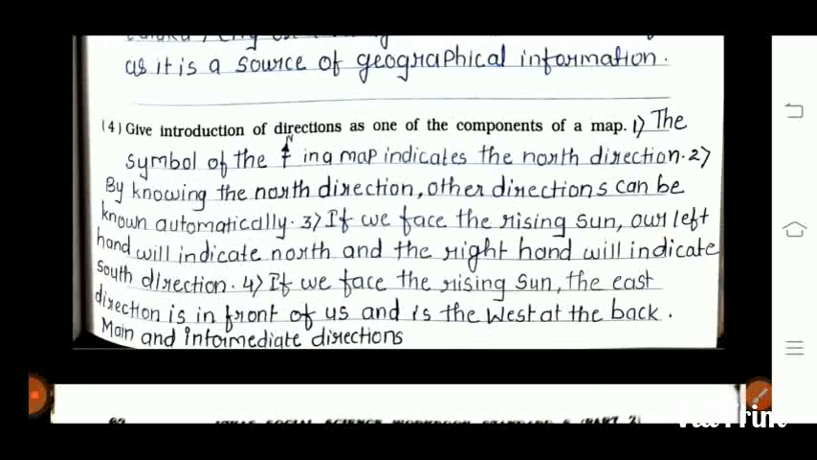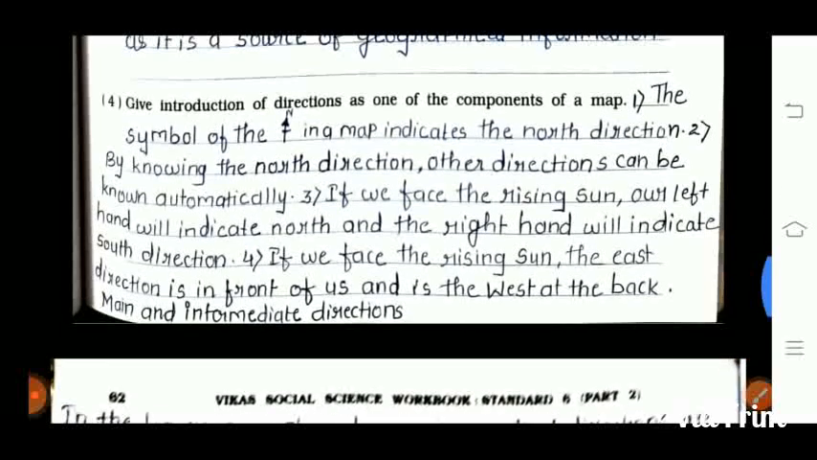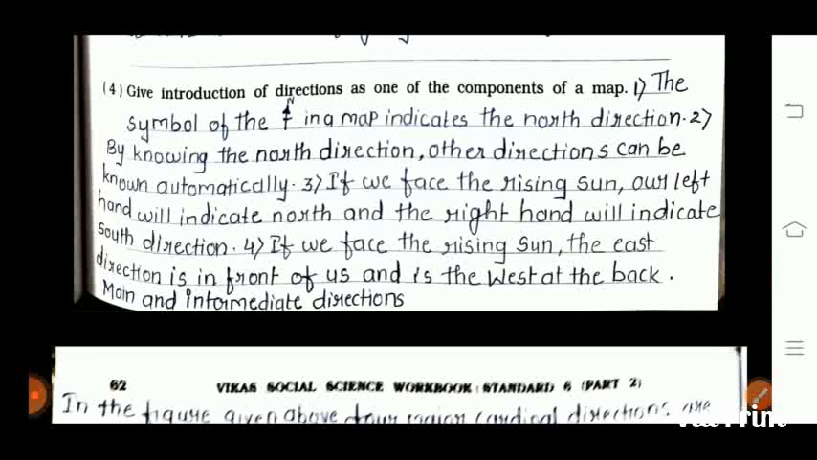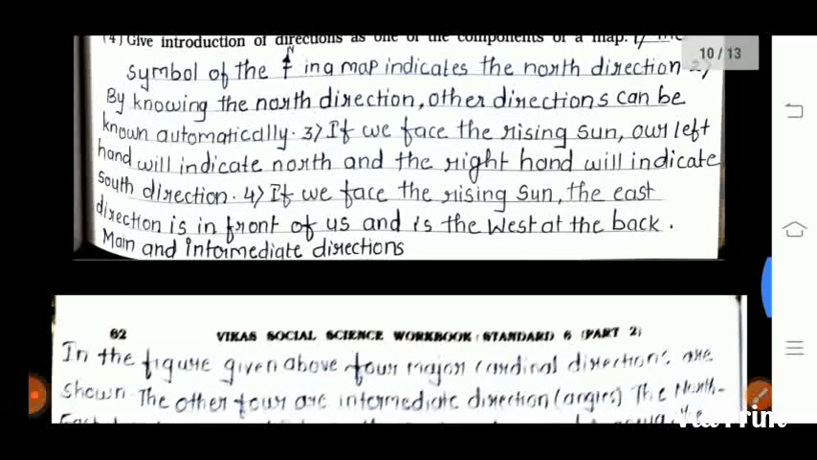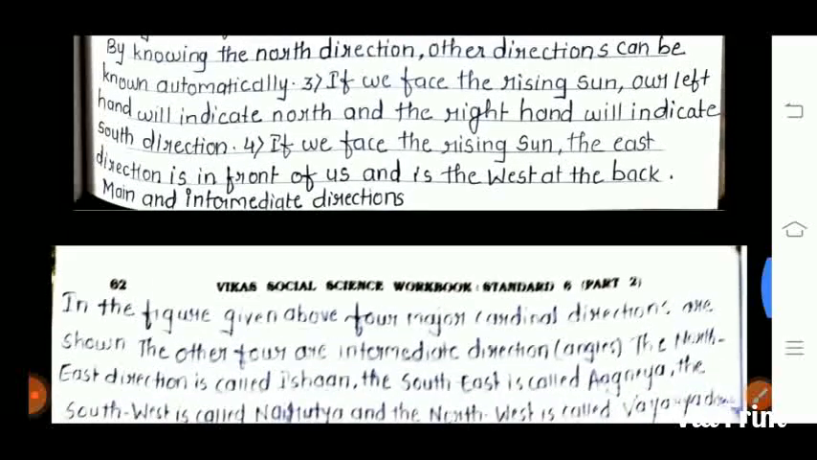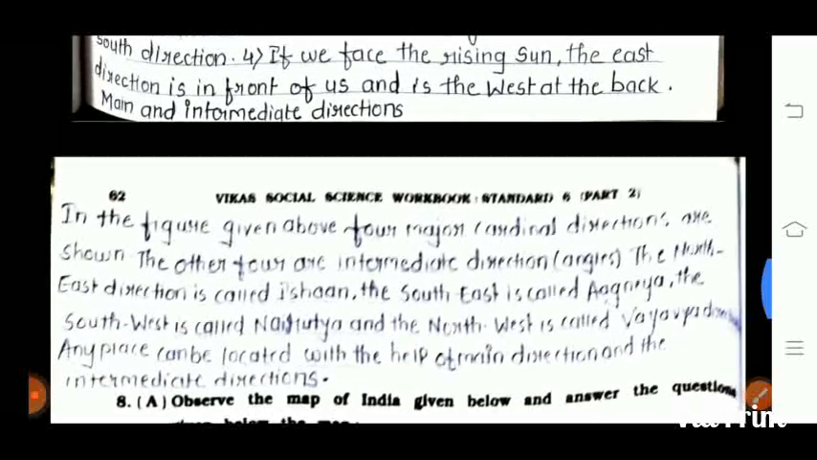Fourth question is give introduction of direction as one of the components of a map. The first point is the symbol of the north direction in a map indicates the north direction. Second point is by knowing the north direction, other directions can be known automatically. Third point is if we face the rising sun, our left hand will indicate north and the right hand will indicate the south direction. Fourth point is if we face a rising sun, the east direction is in front of us and the west is at the back. Main and intermediate directions.